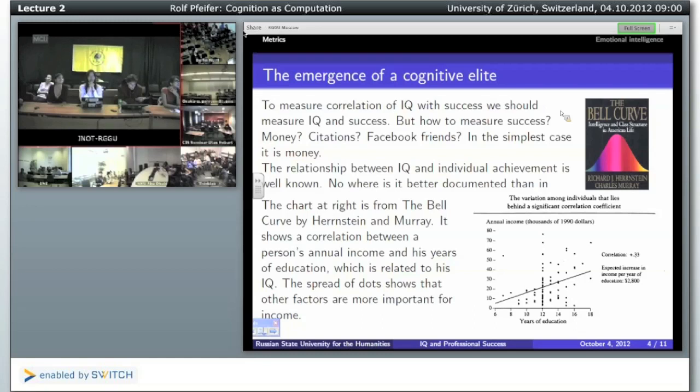The relationship between IQ and individual achievement is well known. Nowhere is it better documented than in The Bell Curve by Richard Herrnstein and Charles Murray. The chart at the right is from this book. It shows a correlation between a person's annual income and his years of education, which is related to his IQ. The spread of dots shows that other factors are more important for income. What are the other factors? We will see this later.